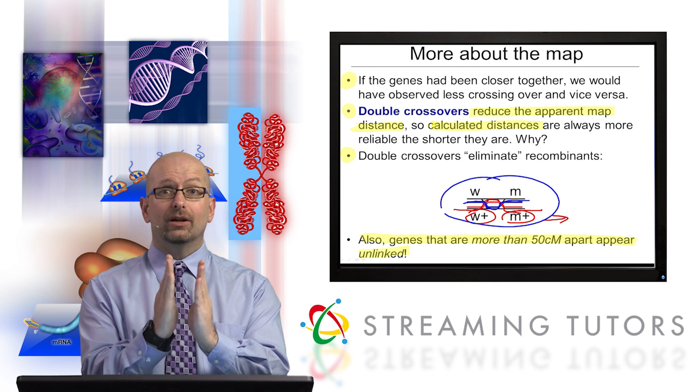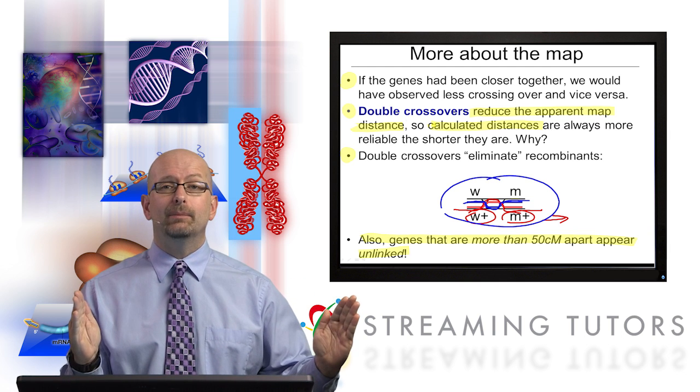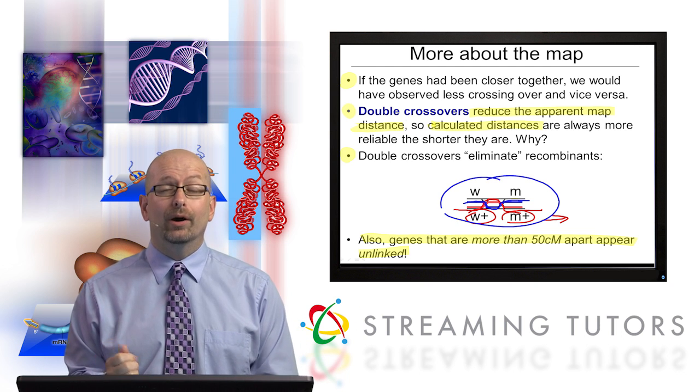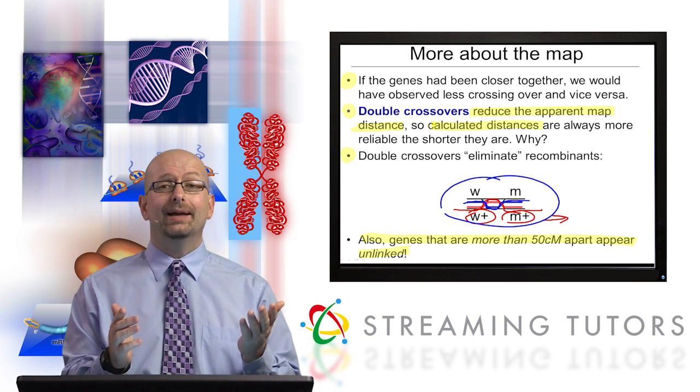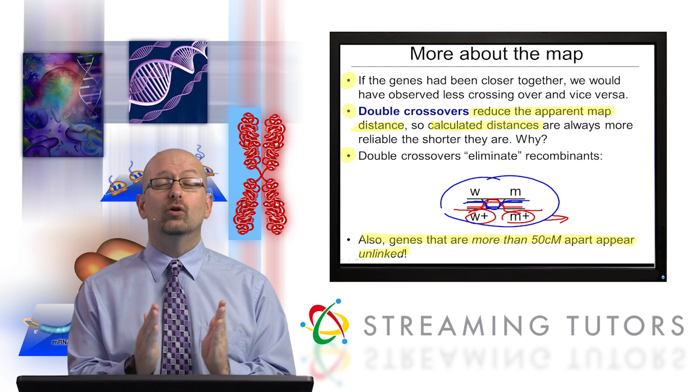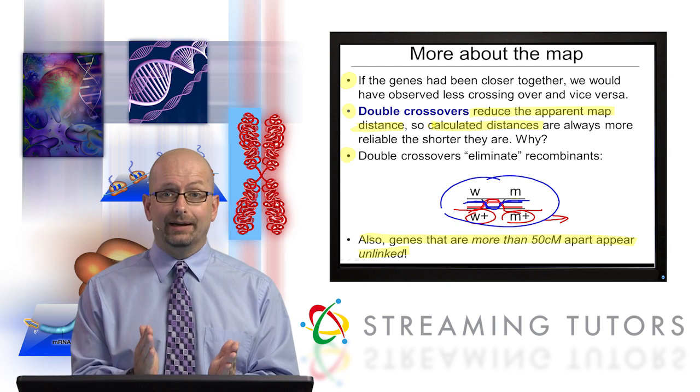In essence, guys, so many crossover events are happening between these loci that they're acting as if they're not linked anymore. And that's one of the reasons why we often say that when things are relatively close together on a chromosome, that's when you observe the effects of linkage.